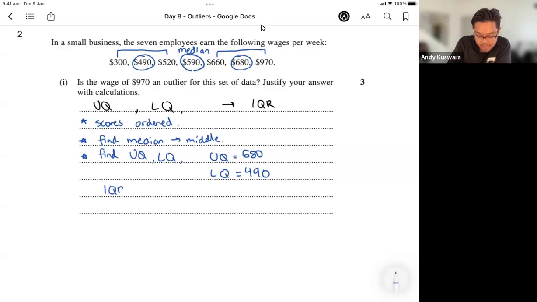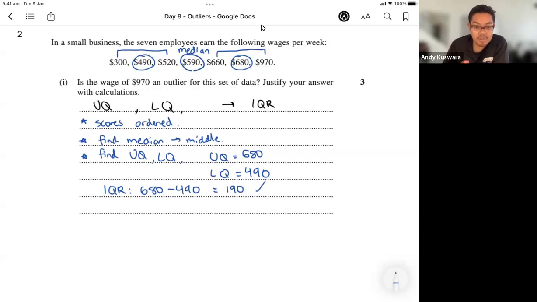So now I can find my interquartile range, which is going to be 680 take away 490, because it's my upper quartile take away my lower quartile. I should be able to do this in my head. I think that's 190. I'm just going to use the calculator, and that's a good skill. Don't get too confident in your mental math, because in exam conditions, things can go wrong. But yes, it is 190. Give myself a tick.